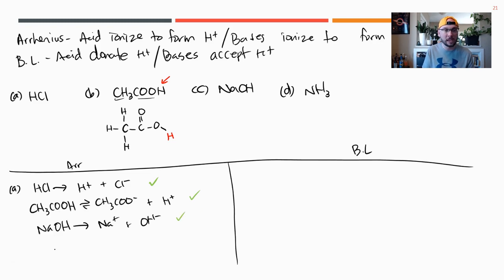So the last substance that we have here is NH3. So remember, the Arrhenius model states that... try it one more time here.